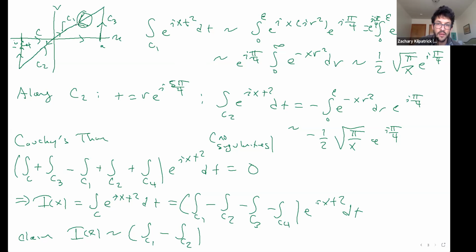Because we are drawing a line through the saddle points here, which should be the largest contributor to our integral, okay? These should not contribute at all to the leading order approximation. So my claim is that this difference of integrals here approximates the integral that we're interested in appropriately, and that gives us the square root of pi over x e to the i pi over 4 as x goes to positive infinity, okay?